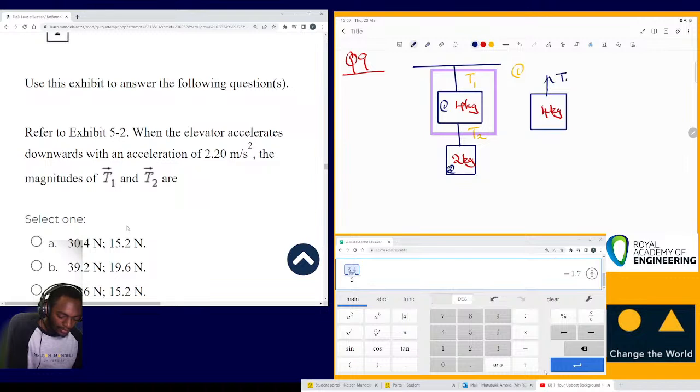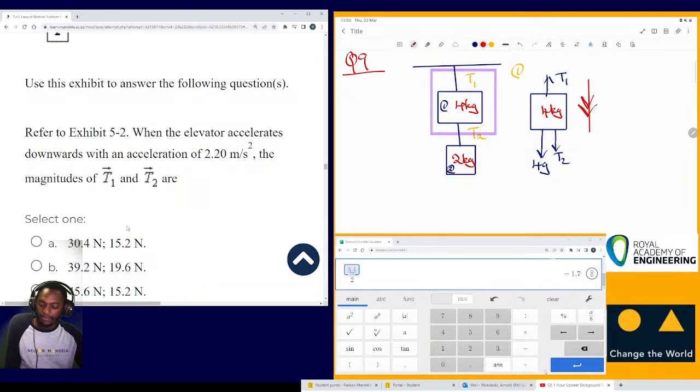Okay. What else? Pulling downwards. Okay, T2 going downwards. And gravity, which is the weight of the body, right? Which is our mg. And in this case, we can just specify and say 4g, which is the same as mg, right? Yes, sir. Now, what are we told? In which direction is the elevator accelerating? It's accelerating downwards.